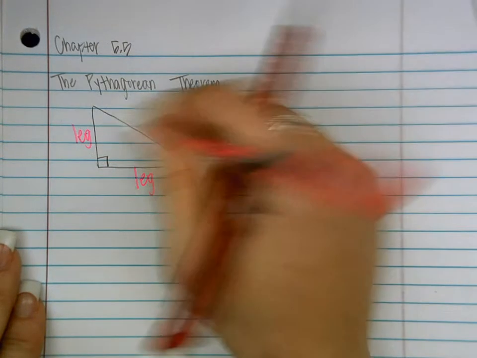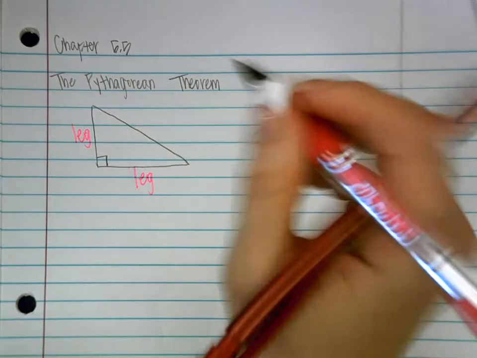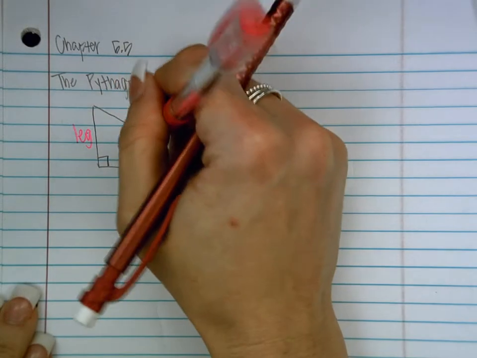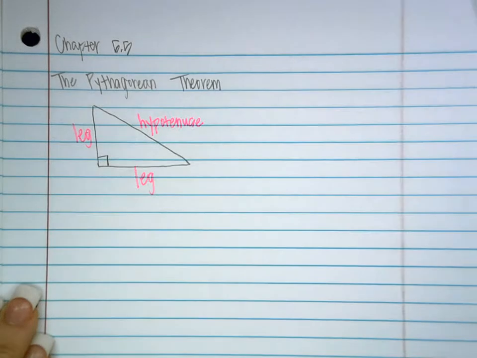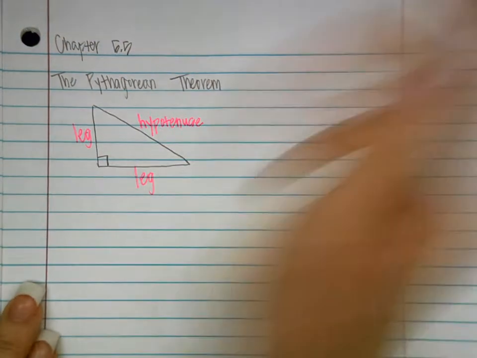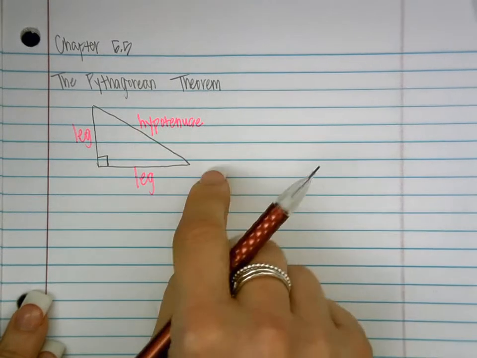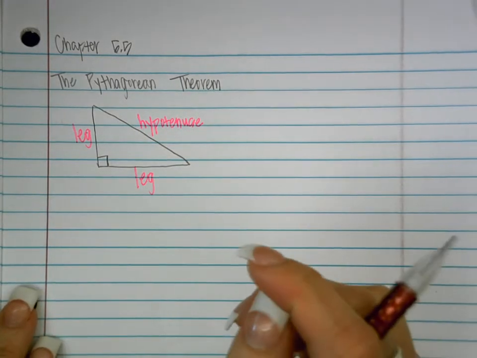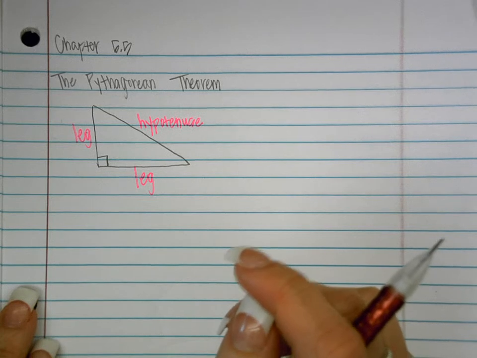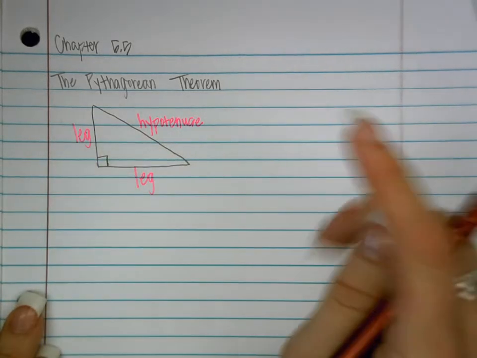Does anyone know what the long side is? This is called the hypotenuse. The side that's opposite the right angle. It's always the longest side. The side opposite the right angle is called the hypotenuse, and these two are both called legs.